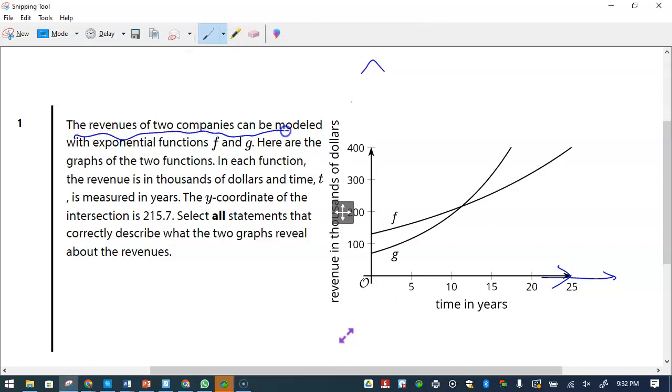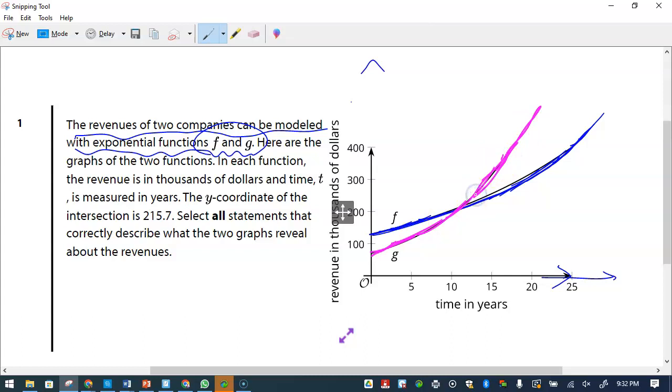The revenues of two companies can be modeled with exponential functions f and g. So there's an f. Let me use blue color. Let's say this is the f graph. Now this is growing, but we don't know what the percentage is. And also there is a g graph. So this is the g graph. It goes up like this.